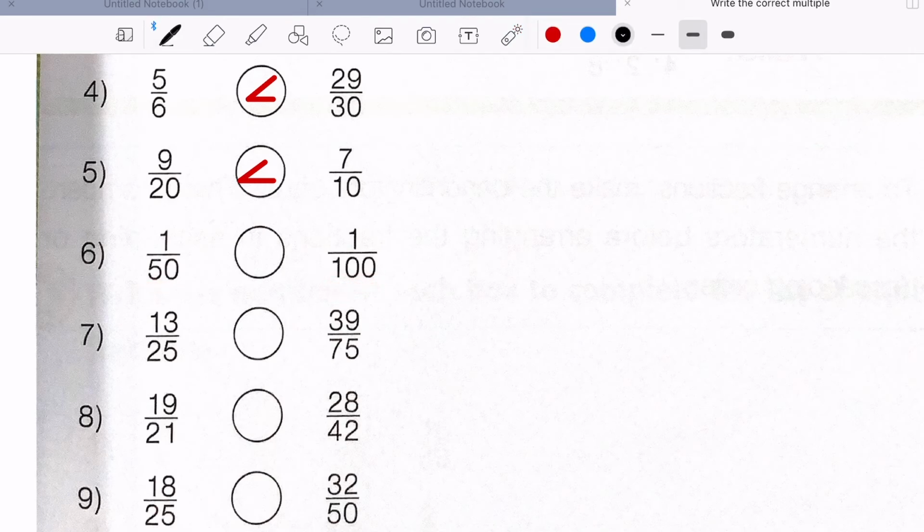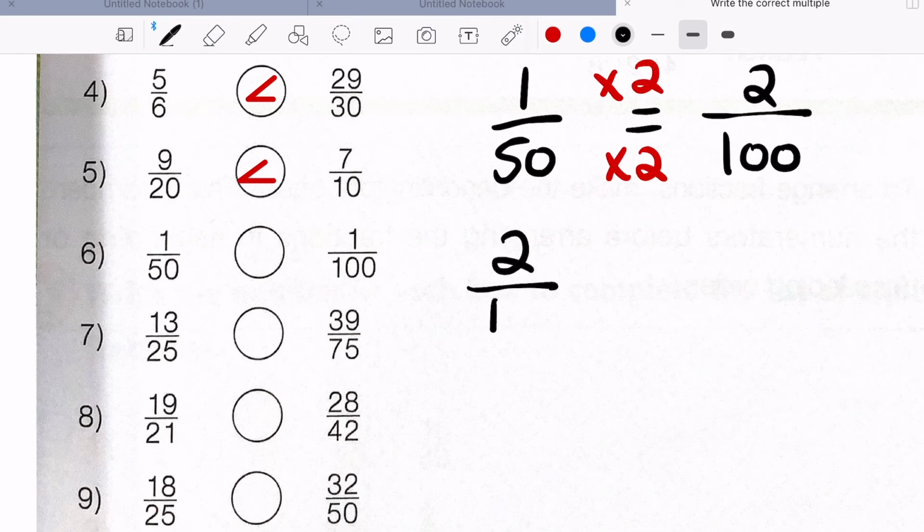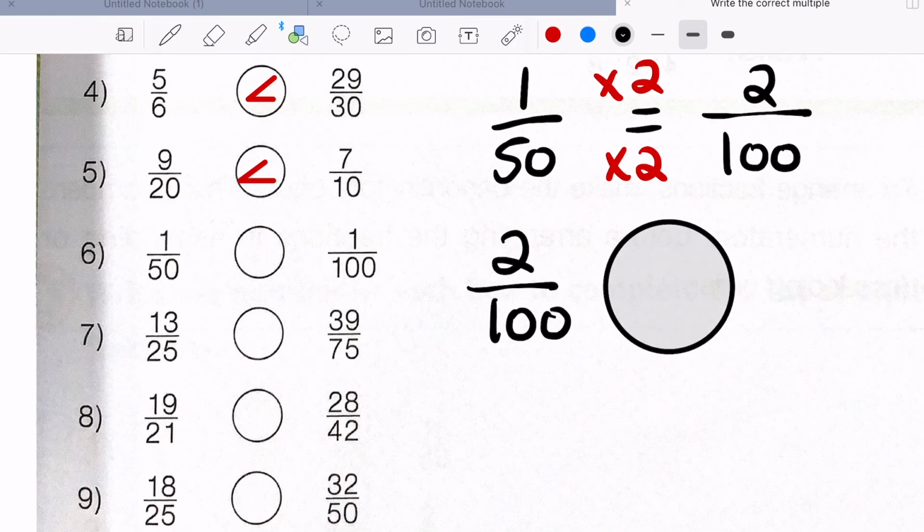Let's write this down. 1/50th is equal to blank over 100. What do we have to do? 50 times what equals 100? 50 times 2. So we also have to multiply the top by 2. So 2 times 1 is 2. So here we have 2/100th compared to 1/100.